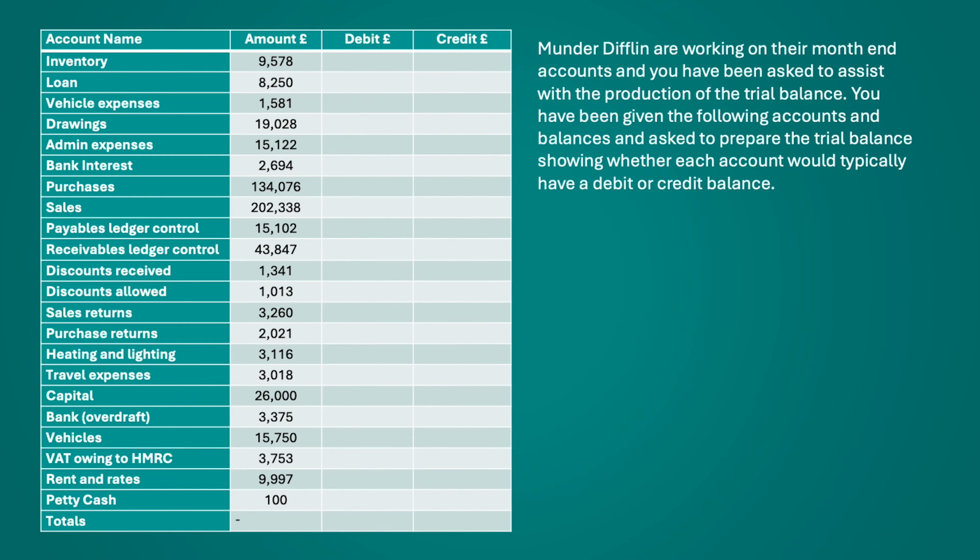Let's take a look at an example. Munda Difflin are working on their month-end accounts and you have been asked to assist with the production of the trial balance. You have been given the following account balances and asked to prepare the trial balance, showing whether each account would typically have a debit or credit balance.